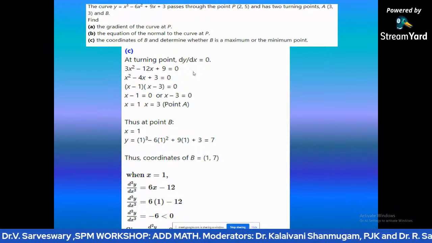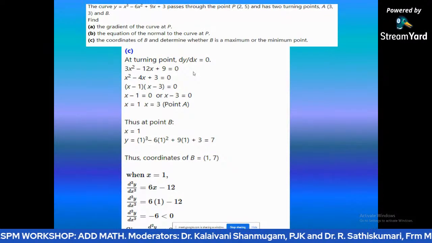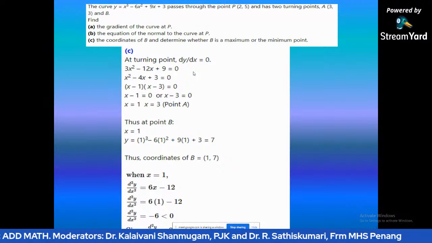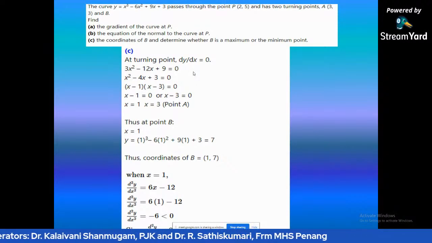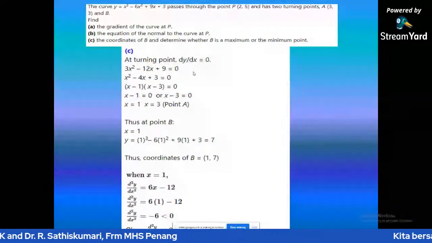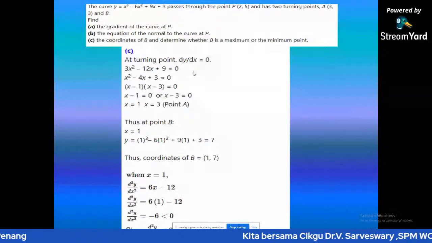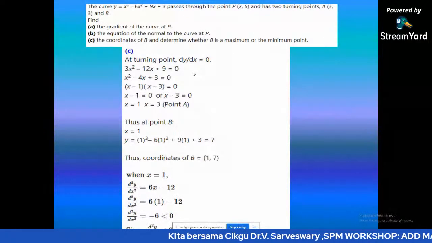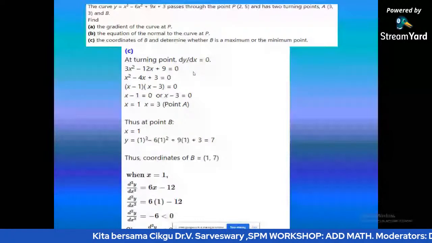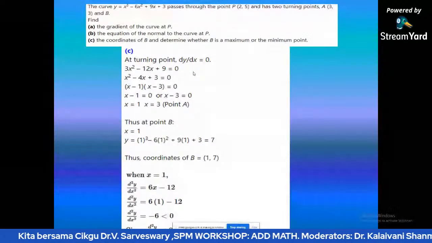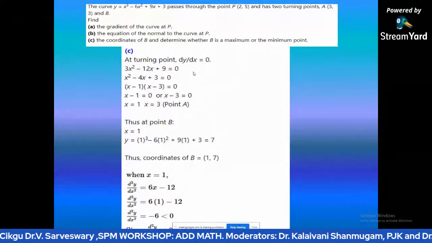So dy dx, 3x square minus 12x plus 9, equals 0. So you factorize, you get x equals 1 or x equals 3. Then just now you already saw in the question that x equals 3 is point A. So x equals 1 would be point B. So remember to substitute x equals 1 in the original equation of the curve.